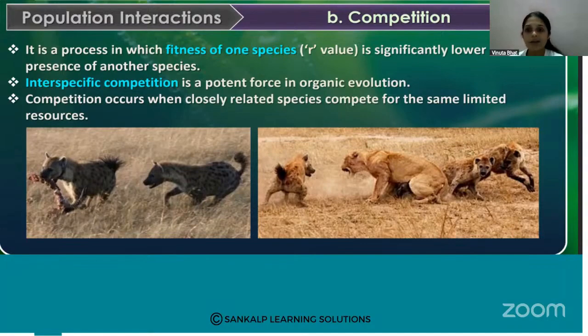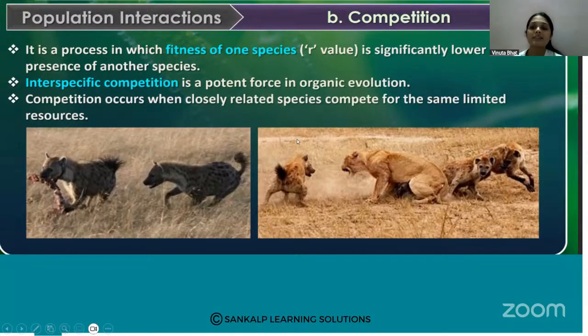It may be mainly for food. It is the process in which the fitness of one species is significantly lower in the presence of another species. So interspecific competition is a potent force in organic evolution. Competition occurs when closely related species compete for the same limited resources. It may be for food or for reproduction.